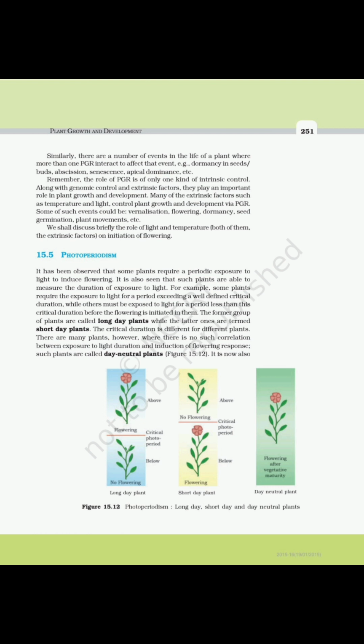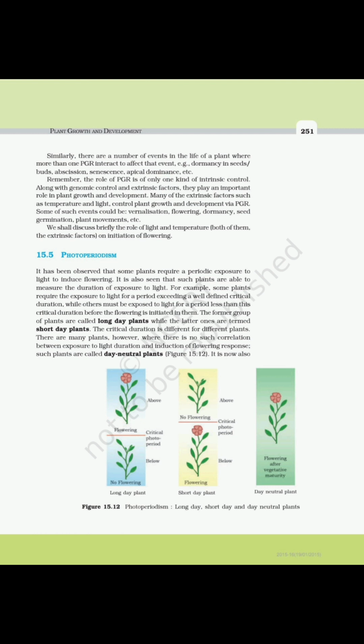The former group of plants are called long-day plants, while the latter ones are termed short-day plants. The critical duration is different for different plants. There are many plants, however, where there is no such correlation between exposure to light duration and induction of flowering response.